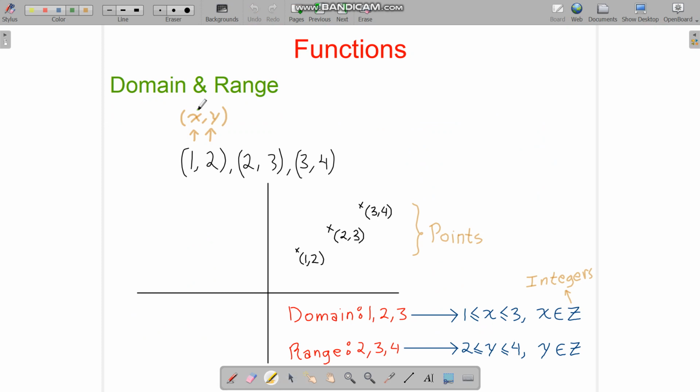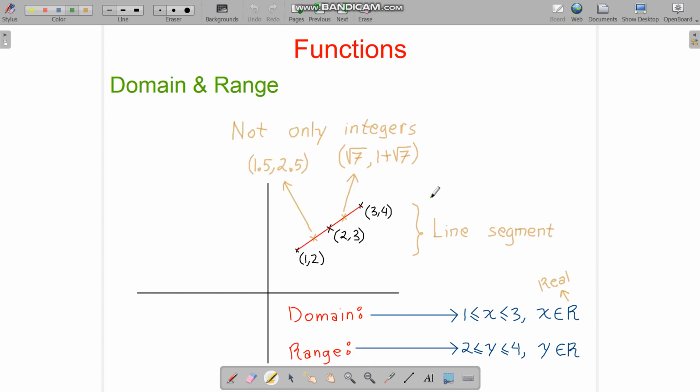Domain and range, we use the letter x for domain, y for range, and we can just use Cartesian coordinates. So we have 3 points in this example, and the domain, we can just list the domain, or we can use this notation: between 1 and 3, x element integers, so only 1, 2, 3. We have only 3 possible numbers in the domain and 3 numbers in the range: 2, 3, 4.